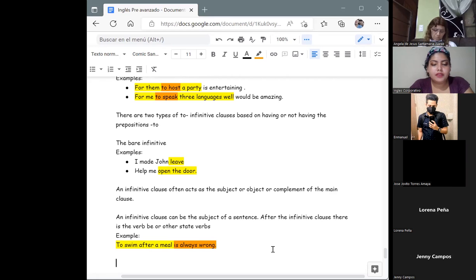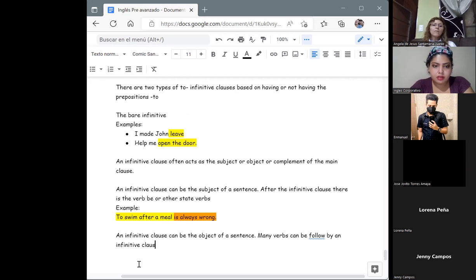Then, when we have the infinitive clauses as object, an infinitive clause can be the object of a sentence. Many verbs can be followed by an infinitive in the place of the direct object.